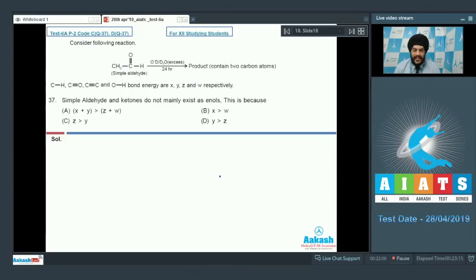Let us look at the next section, students. This section contains two paragraphs. Each paragraph has two questions. Each question has four options, out of which one or more than one option may be correct. Let us look at the paragraph given for question number 37 and 38.